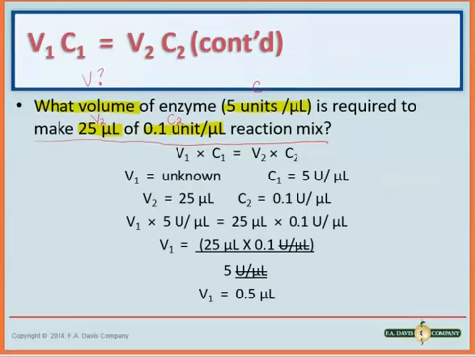So if we know our V2 and our C2, then guess what? This up here must be our C1. Our 5 units per microliter has got to be our C1. And we already know that it's asking for volume, and we've already labeled our what volume as a volume, so that must be our V1. So that's our unknown, our V1. So now can we plug everything into our formula? Yes.